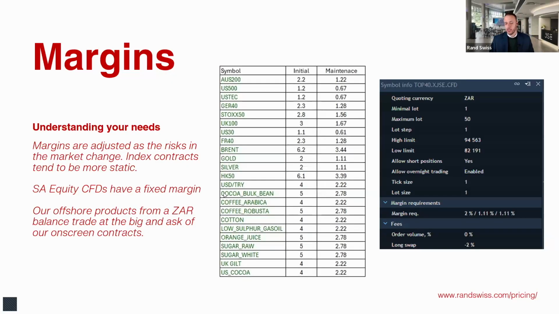Okay, margins. So the margins in the system, like I said, you go to that symbol info, you can always tell what the margining is. We've already chatted about margins. So I put the top 40 contract up for you guys. Top 40 contract is 2% margin, 1.1% maintenance margin. I've given you a whole lot of different things that you can trade at different margins.